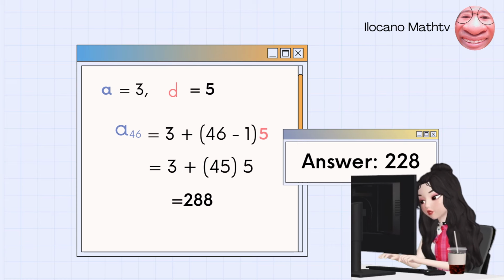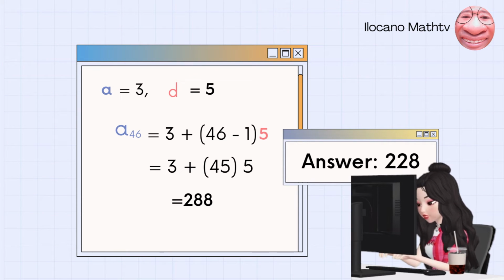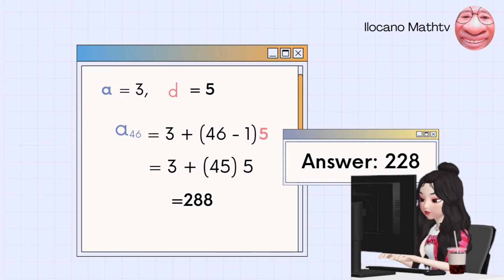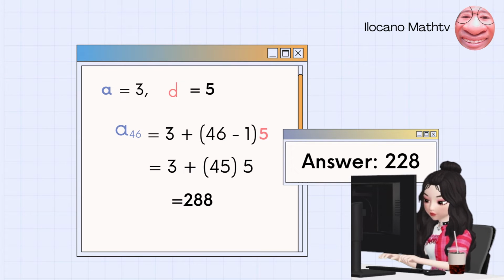The answer is 228. Why? Because we use the arithmetic formula. The solution is shown on your screen. By using the arithmetic formula, we can easily get the answer 228.